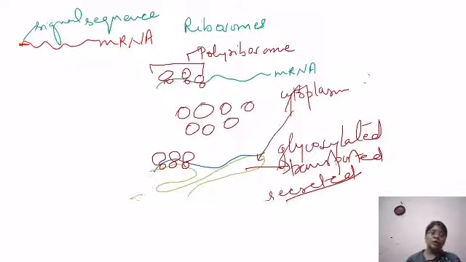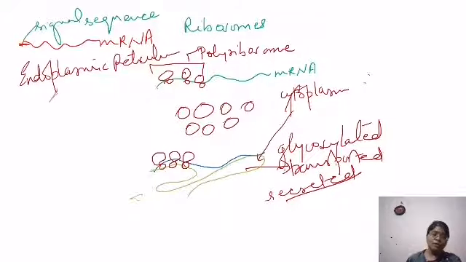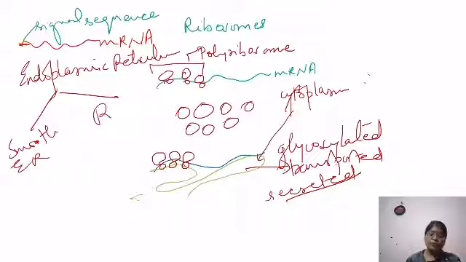So let's look at the basic things. There are two types of endoplasmic reticulum. If I write endoplasmic reticulum, it is of two types. What are they? They are the smooth endoplasmic reticulum and the rough endoplasmic reticulum. Rough, why? Because of the attachment of ribosomes, the appearance is rough.